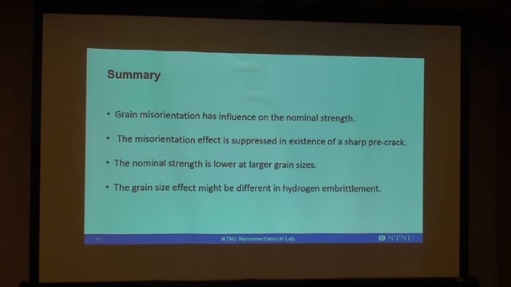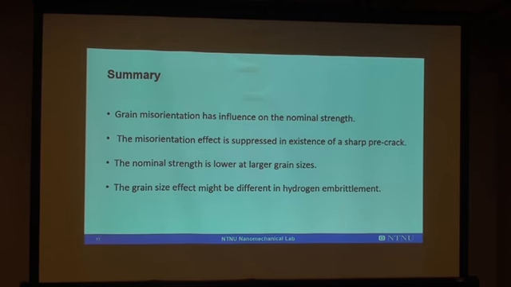And here are some take-home messages for you. Firstly, we observed the grain misorientation effect based on the cohesive zone simulation. And we conclude that a misorientation angle of about 20 degrees is the most dangerous. So in grain boundary engineering, we need to avoid it.